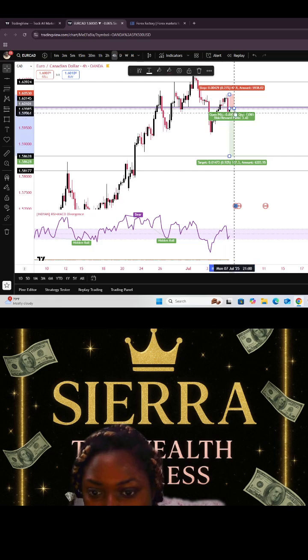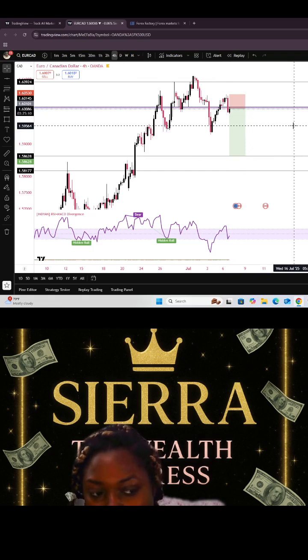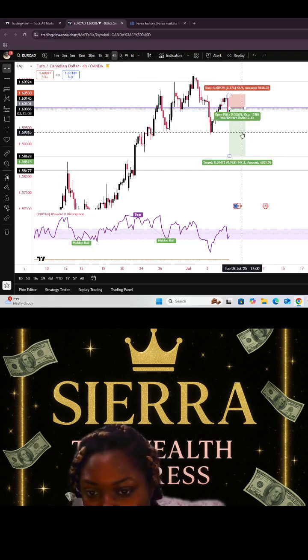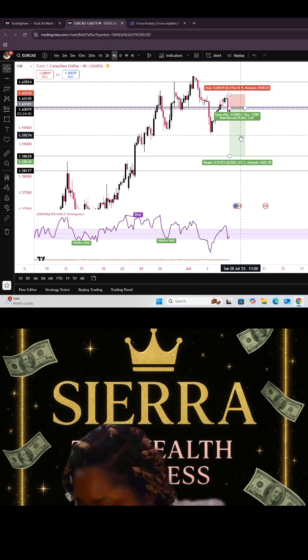All right, so now this is a 3-to-1. It's a 42 pip stop loss. Please do not over leverage. It's a 42 pip stop loss, 147 pip TP. All right. I'm going to call this out to the group. Give me 1 minute, guys. I'm going to call this out to my signal group.